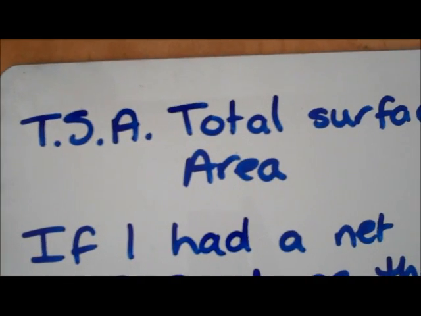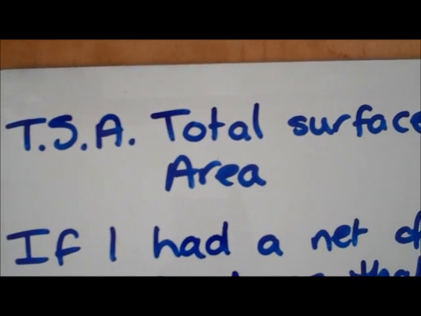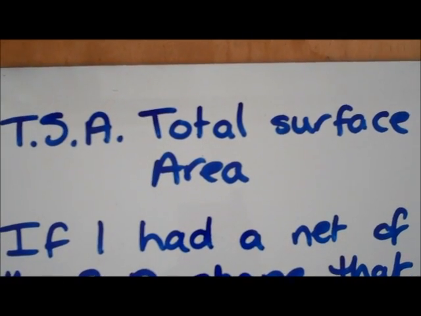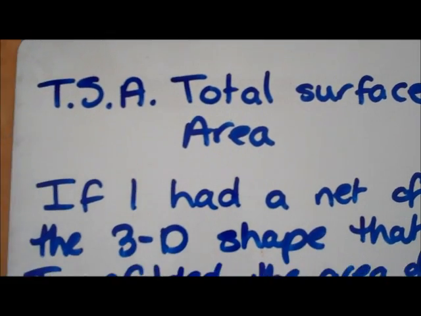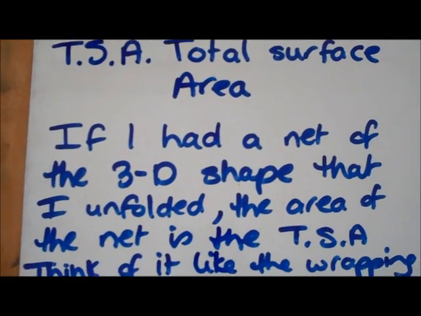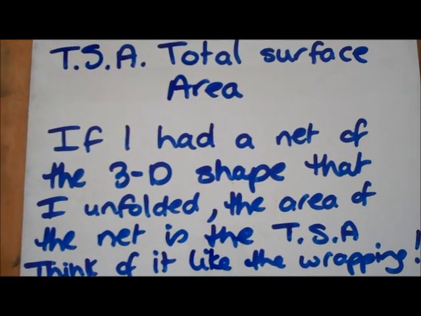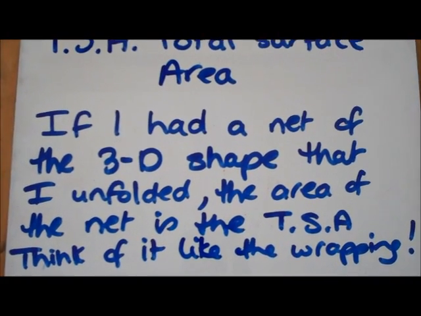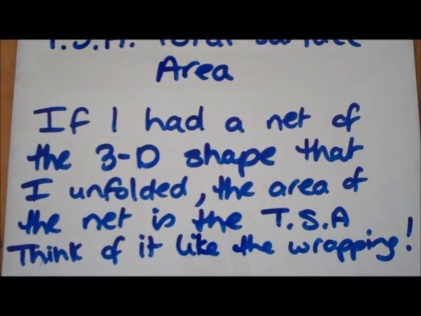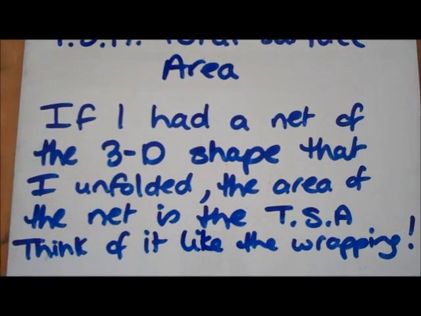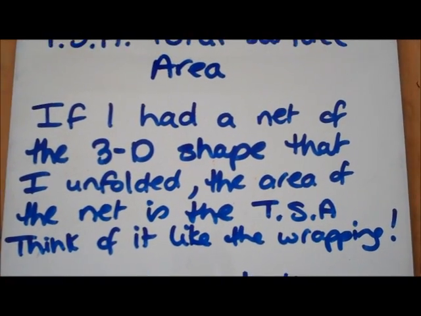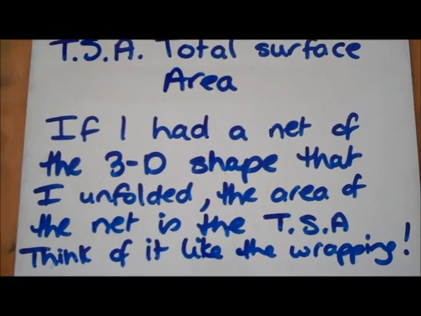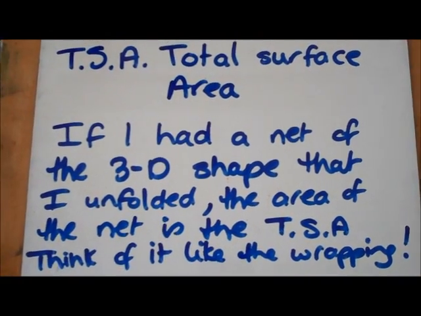So now that you watched my stunning video of the Milo tin, we're going to talk about the total surface area of that shape. Total surface area. So if I had a net of the 3D shape, so the cylinder is a 3D shape, and I unfolded all of that shape, the area of the net is the total surface area. Think of it like if you gift wrapped something. So if I cut along the bits and I could fold it all out.